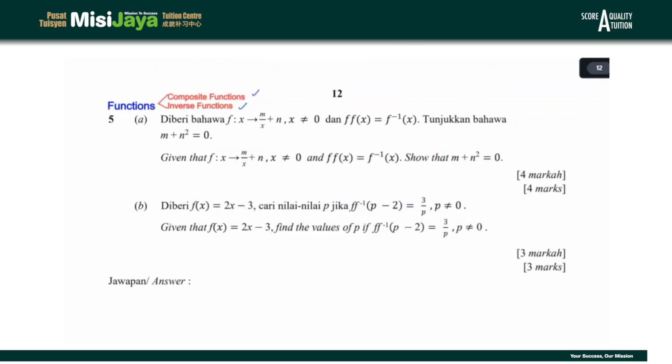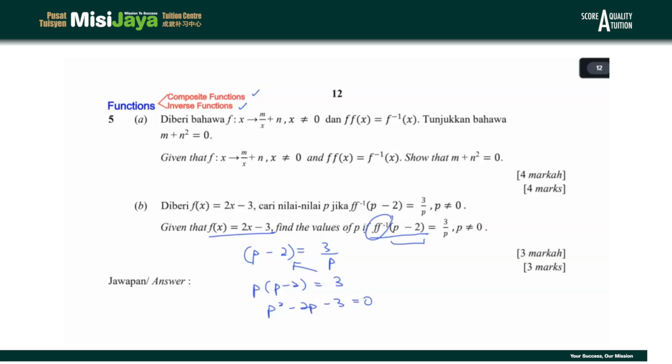Let's look at question B. Given that f(x) equals 2x minus 3. Find the value of p, where f and then f inverse (p minus 2) equals 3 over p. Do you know that when you apply f and then the inverse, you actually get p minus 2? So it's actually p minus 2 equals 3 over p. So the p, you move it over to the left hand side and multiply. So p minus 2 times p equals 3. So it will be p squared minus 2p, then minus 3 equals 0.